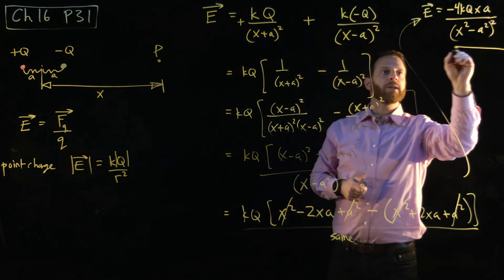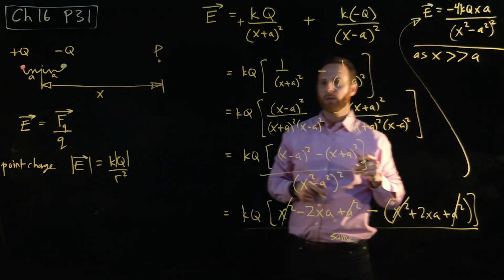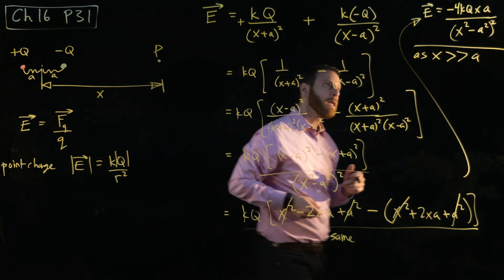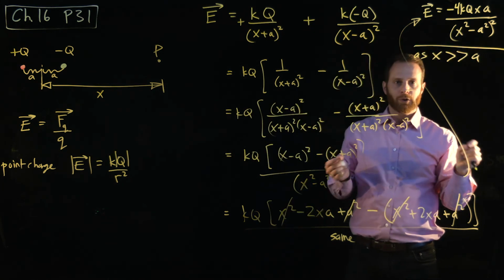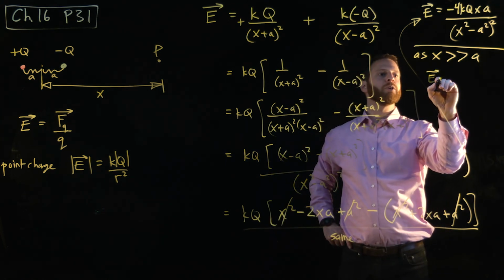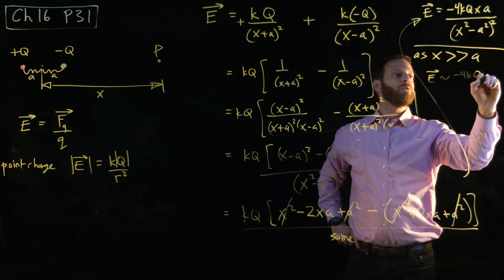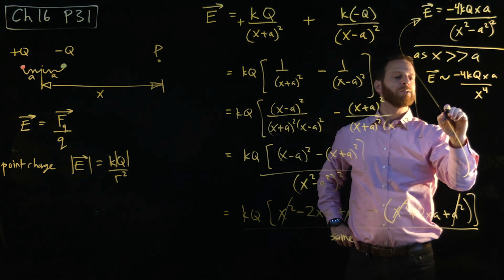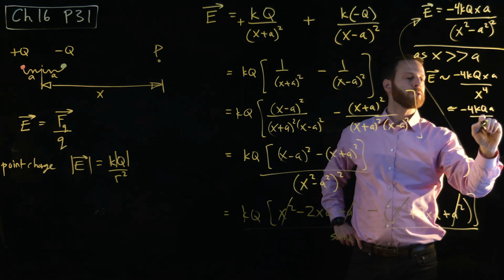The last thing I'm going to point out is that notice that as x becomes very, very big compared to a, you might ask, what does the field look like? What does the electric field look like due to this dipole? Well, in that limit, you can neglect the a squared relative to the x squared when you're adding or subtracting these things. So what that means is on the bottom, the electric field behaves asymptotically as minus 4kqxa over (x squared) squared, in other words, x to the 4th, which means that this is approximately equal to minus 4kqa over x cubed.